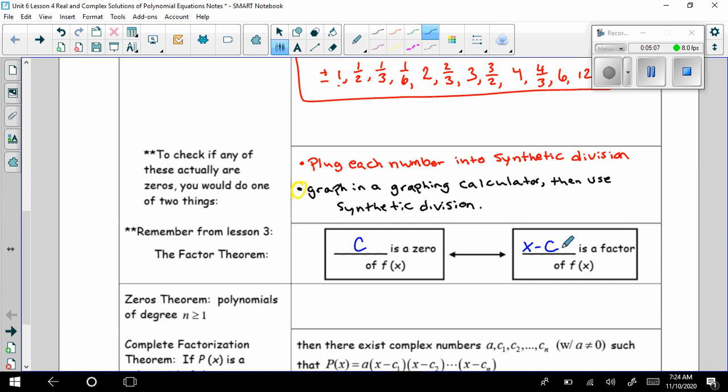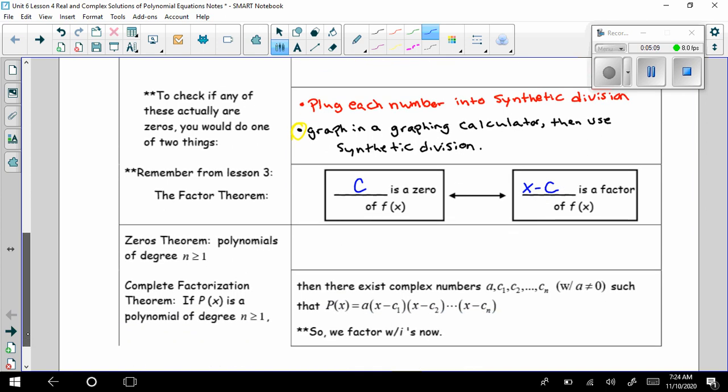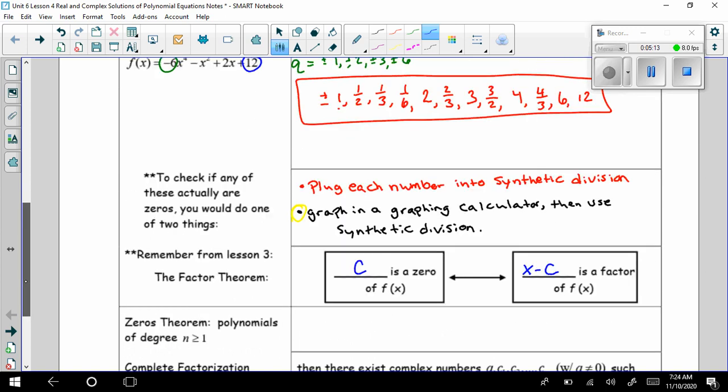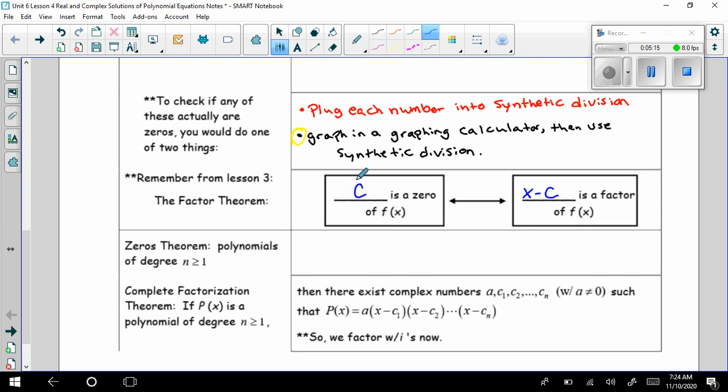And so we can use our list of potential zeros to find which one has a zero remainder and then convert that into a factor if we need to. We can go either way.